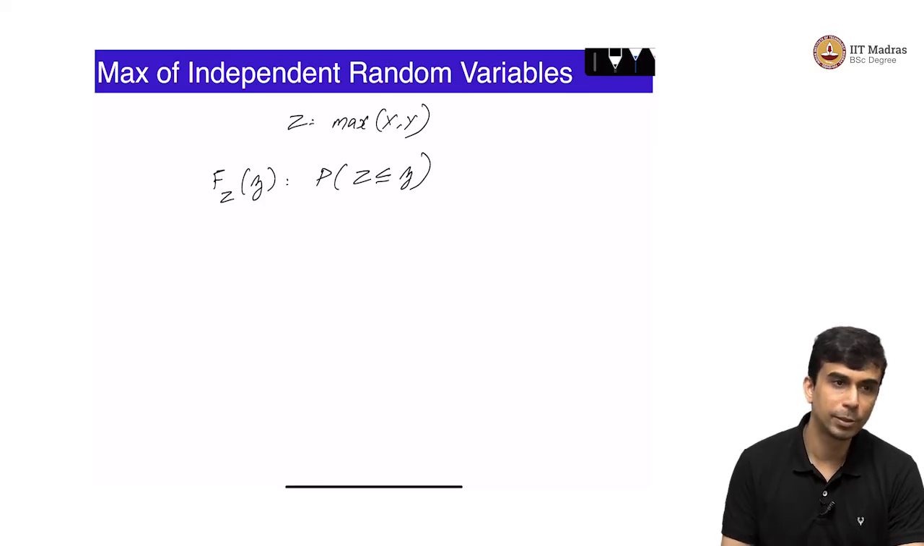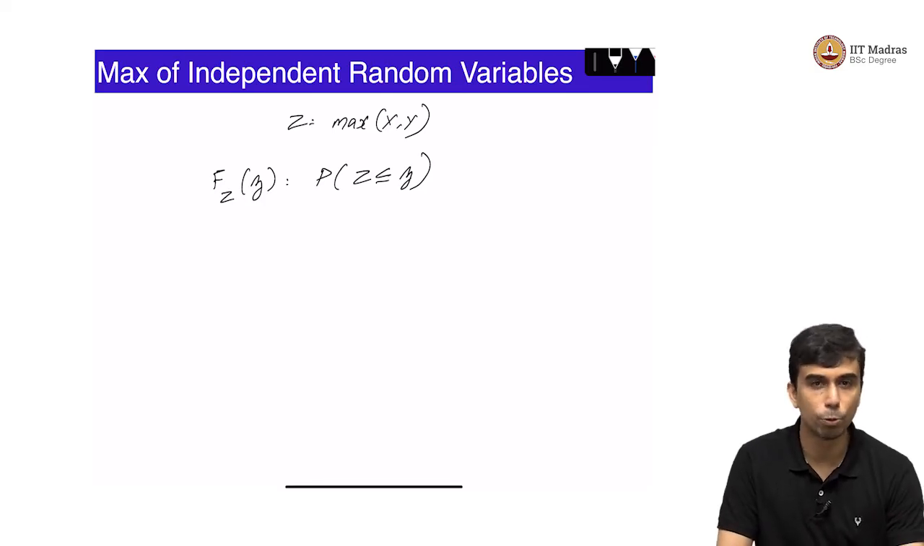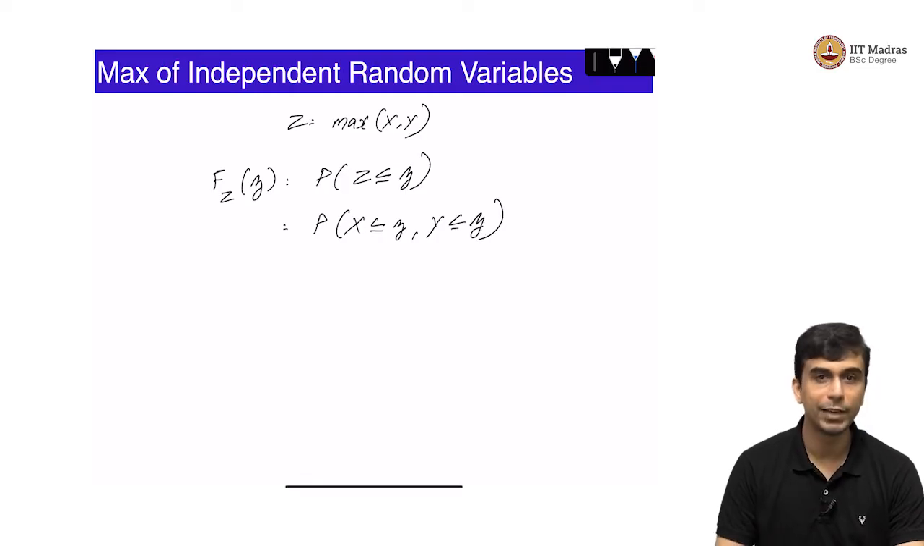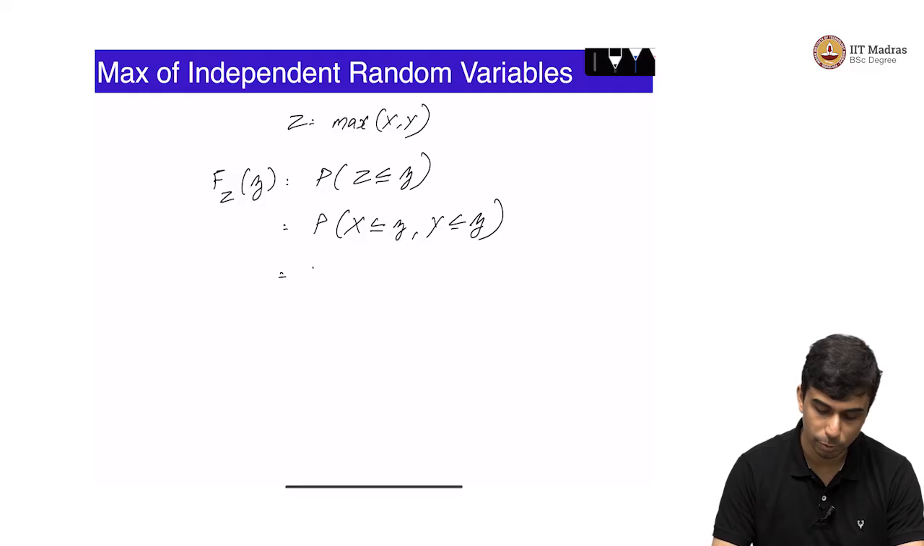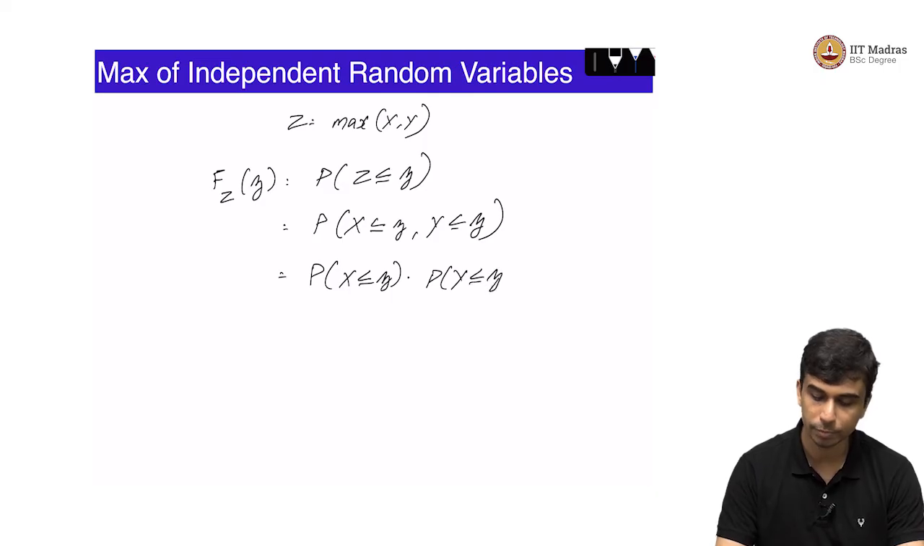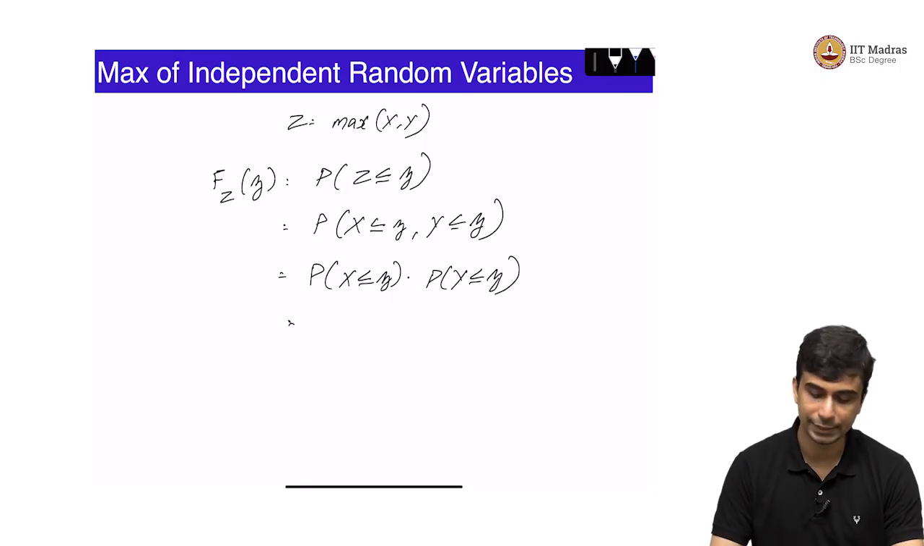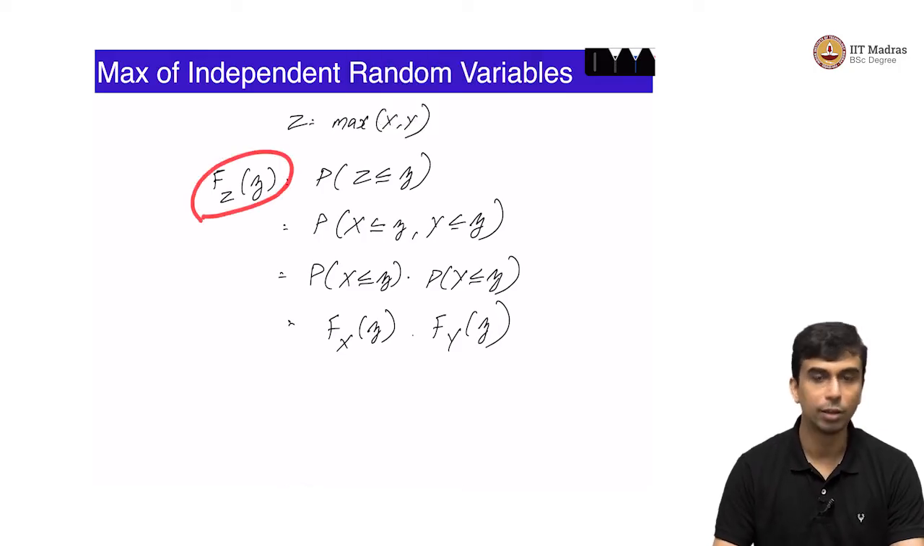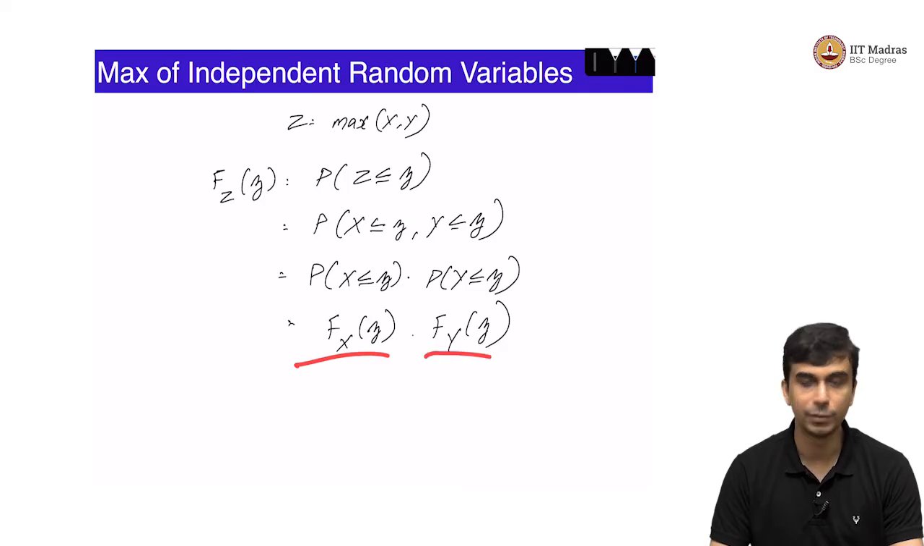When is the max of two numbers less than or equal to z? It is if and only if both of these numbers are less than or equal to z. So, this is equal to the probability of X less than or equal to z, and Y less than or equal to z. But we have that X and Y are independent random variables. So, this is exactly equal to the probability of X less than or equal to z times the probability of Y less than or equal to z. The probability of X less than or equal to z is exactly equal to FX of z, and the probability of Y less than or equal to z is exactly equal to FY of z. So, this is a much nicer situation where the cumulative distribution function of Z is simply given by the product of the CDFs.